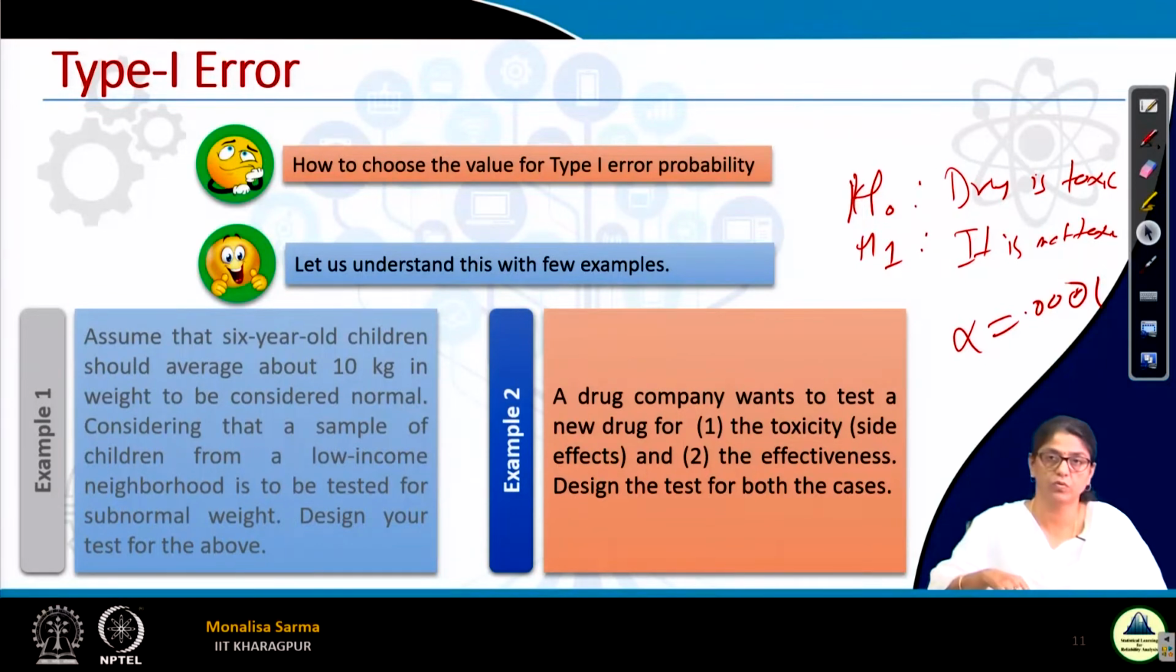Let beta be more. We will see, even if beta is more, it will not have much effect. But here, let beta be more, but we cannot manage a higher type 1 error, because a higher type 1 error means it will result in a toxic drug being termed as non-toxic. Okay.